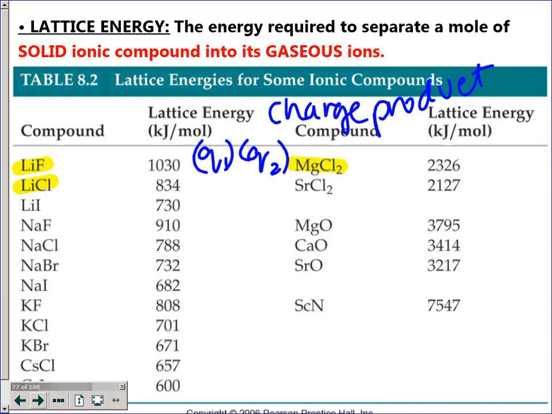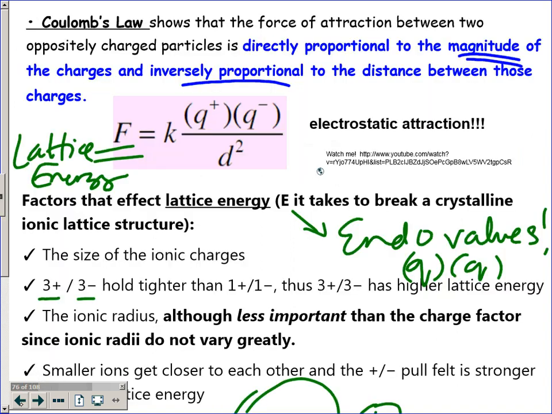The distances are not going to make a true difference, because think about how we calculate this, right? If you have a 1 times a 1 or 2 times a 1, that basically doubles your force of attraction. That's a whole doubling effect. But if your distance is changing by 0.1 angstrom, meaning the difference between these two ions is minuscule, it's not going to change your distance squared factor by very much. So the most significant factor here is always charge product or magnitude of charges.